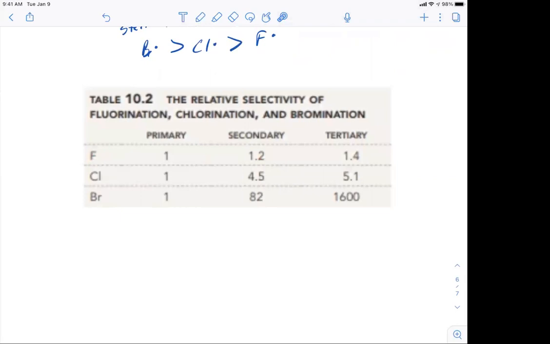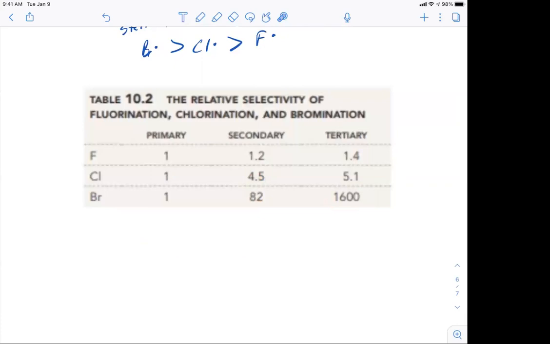When we go to chlorine, we see that we have a pretty good change from primary to secondary, but then a small change to the tertiary. So this was that 60-40 range. But whenever we go to the bromine, first, primary to secondary is pretty big, right? We'd have 82 secondary for every one of the primary. But then when we go to tertiary, we see a huge difference. So if we have a tertiary carbon with a hydrogen to abstract on it, bromine is going to favor that really heavily.